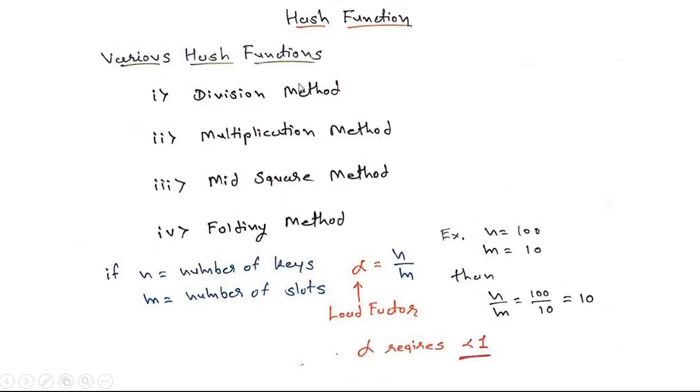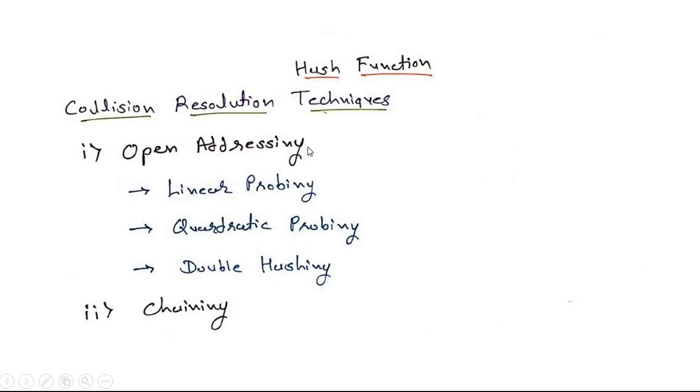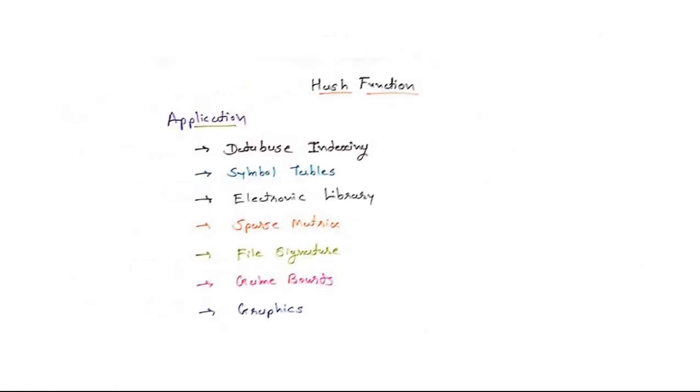We have discussed various hash functions like the division method, multiplication method, mid-square method and folding method. At that time we discussed the load factor alpha, and alpha is required to be less than 1 for a good hash function. In terms of open addressing we discussed three techniques: linear probing, quadratic probing and double hashing, and then we discussed the chaining method. So that is all about collision resolution techniques.